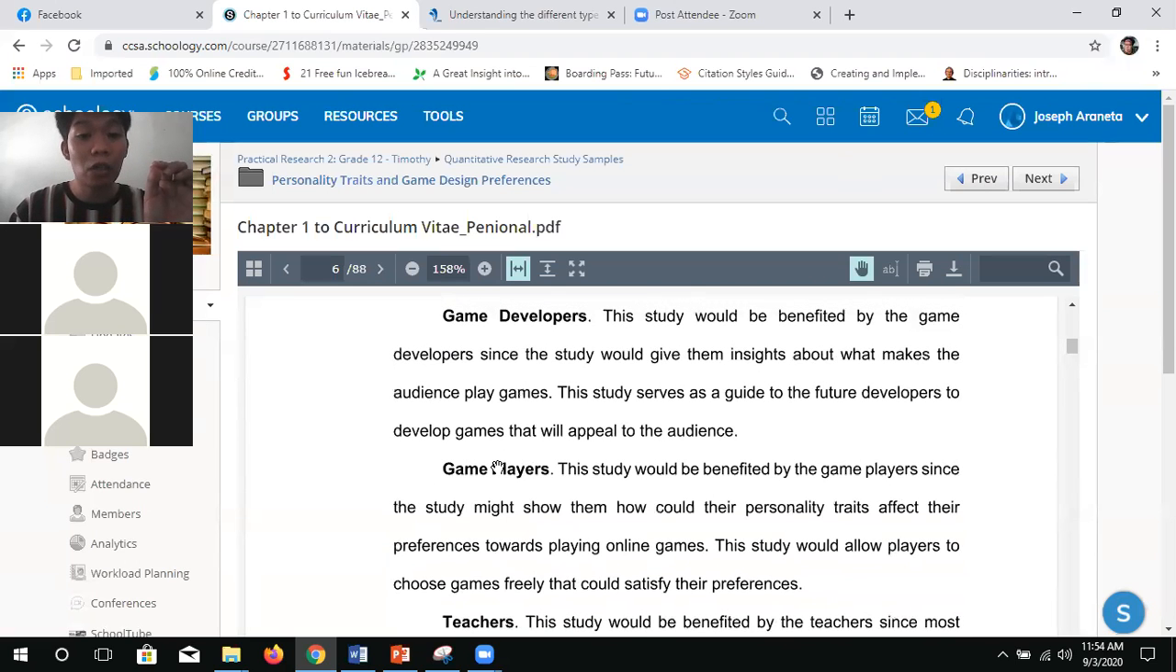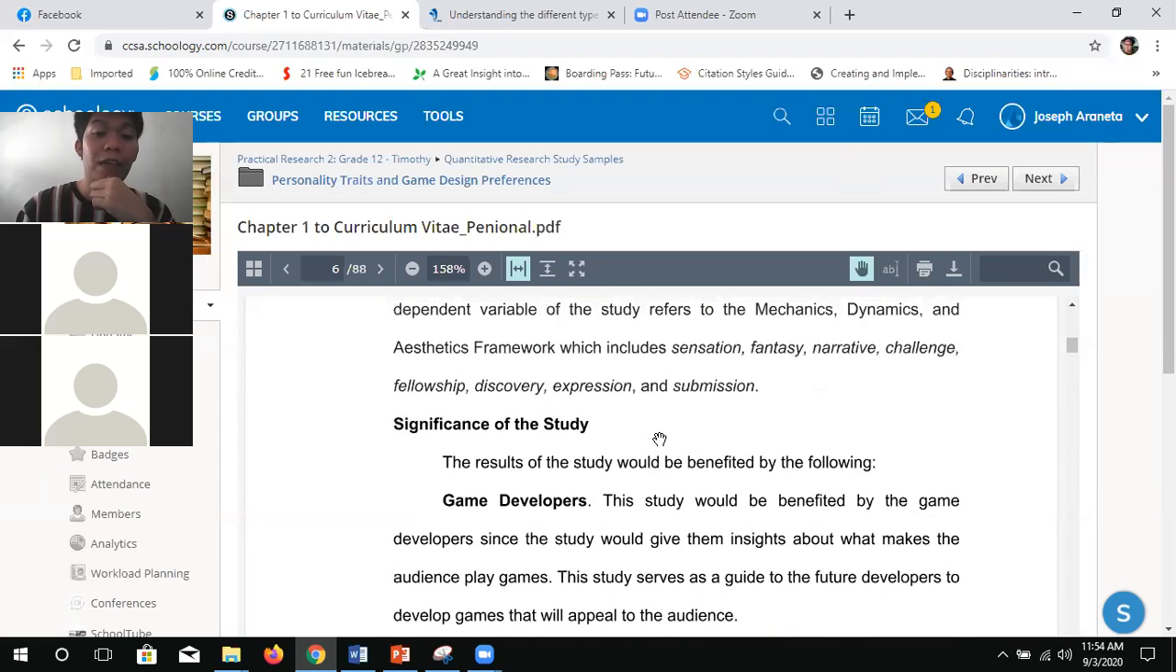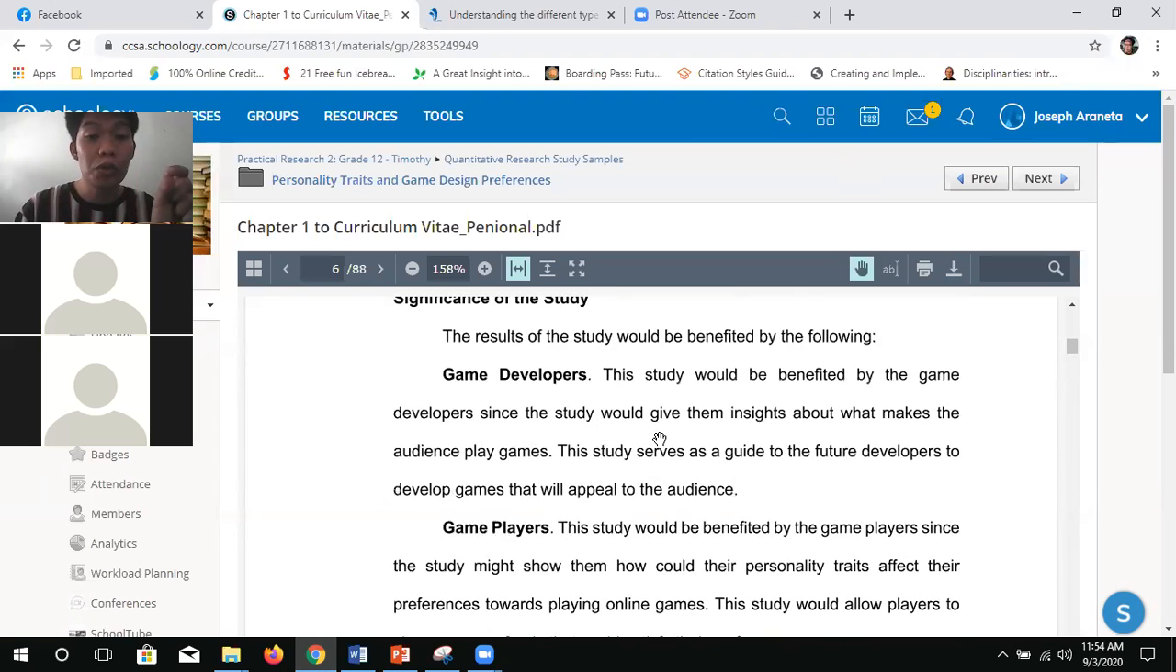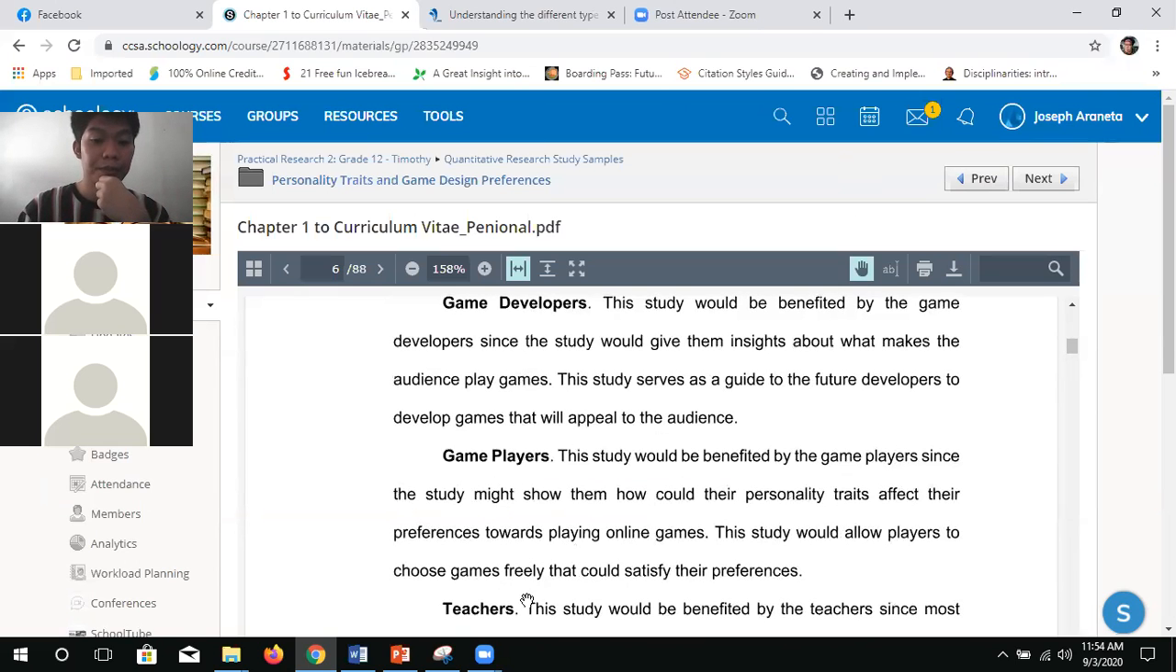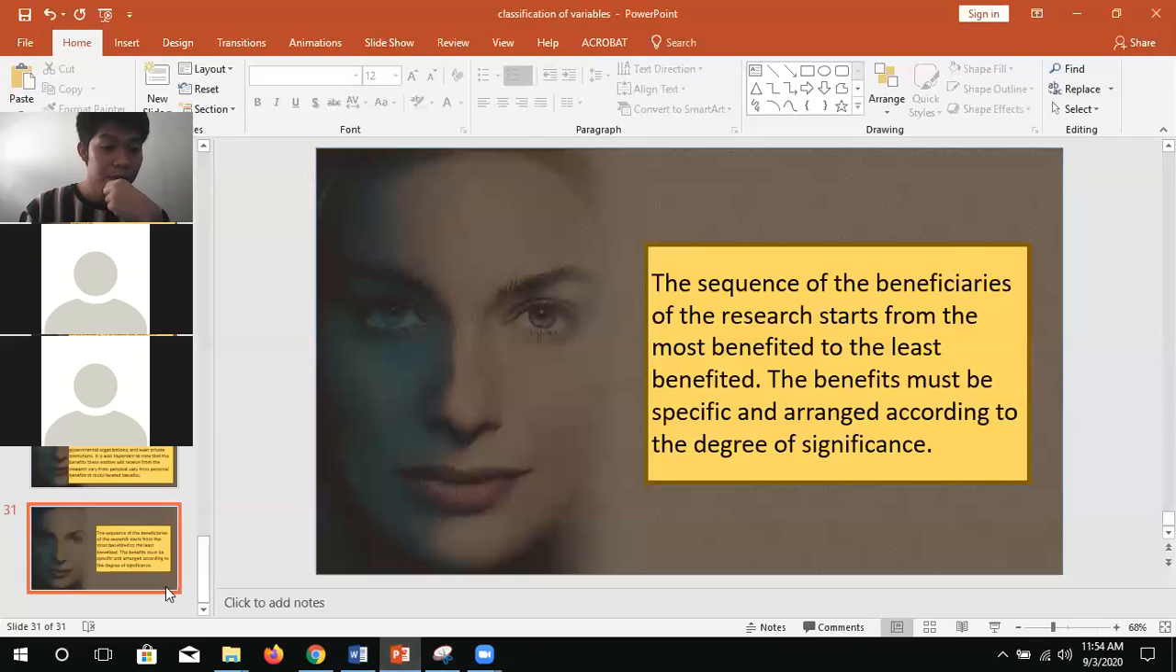And by the way, I would like to correct my statement earlier, yung sa alphabetical, sa definition of terms pala yung alphabetical, not in the significance of the study. It's about those who can mostly benefit your study. And then that's it.